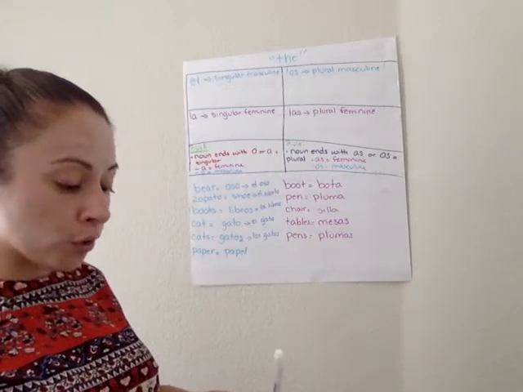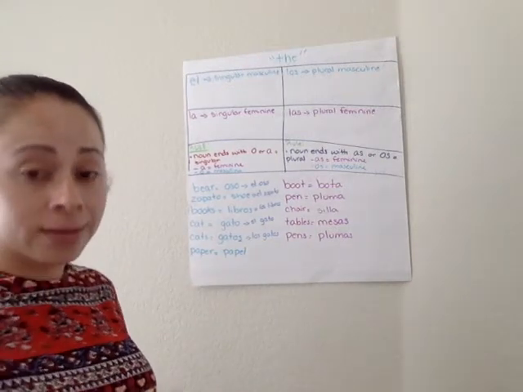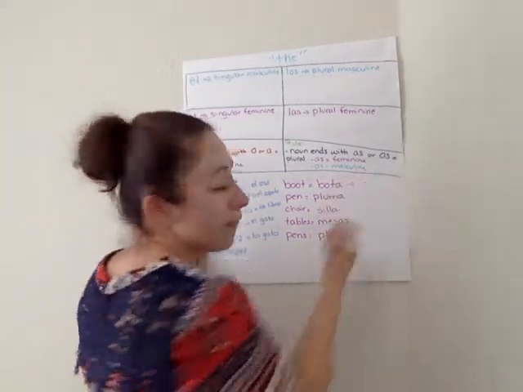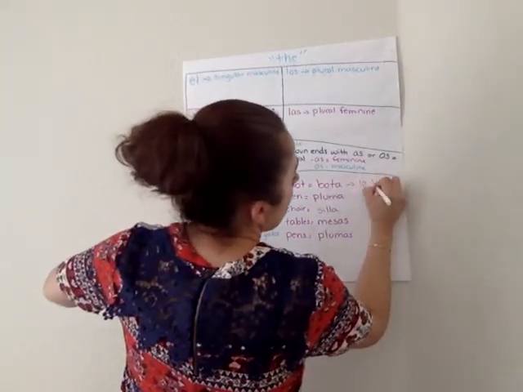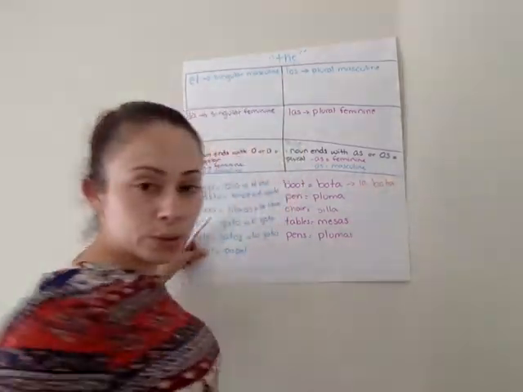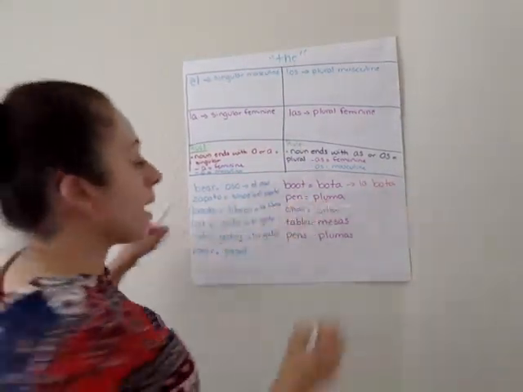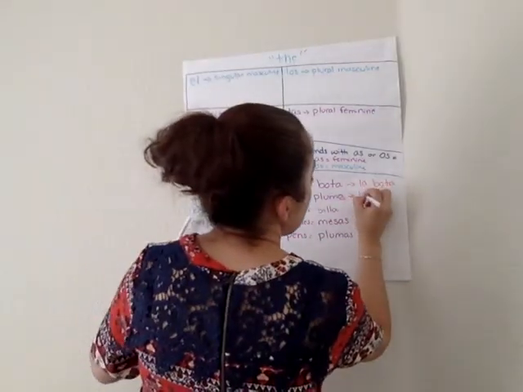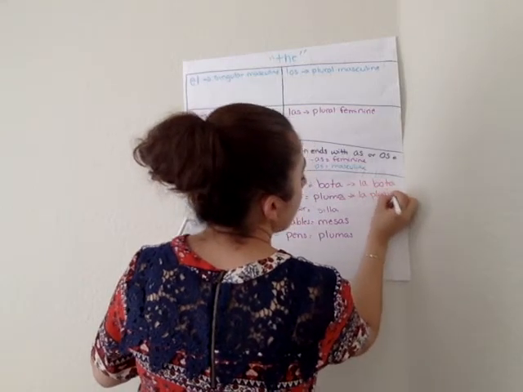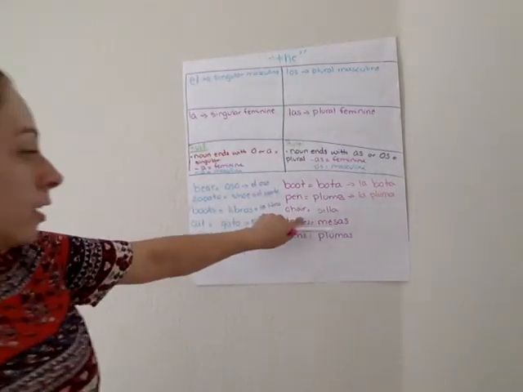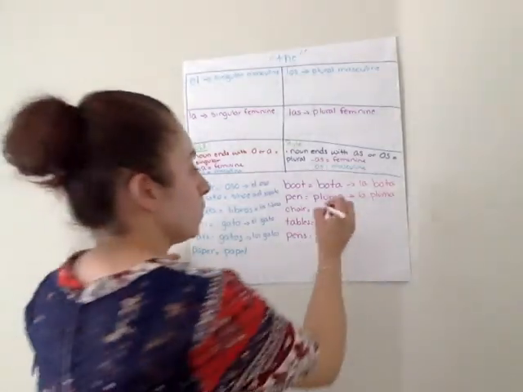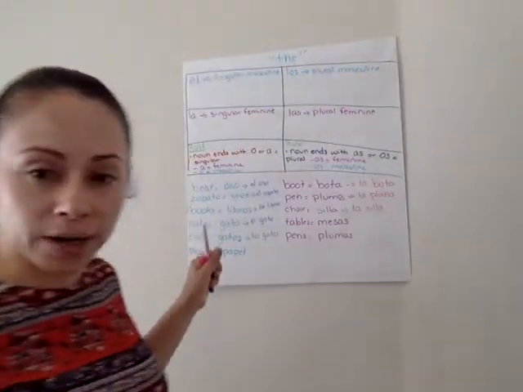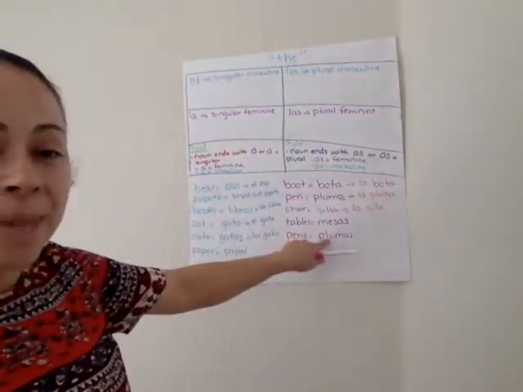Boot, bota. It ends with an A, so I know it's feminine. So it must be singular feminine, so it's la bota, the boot. Pen, pluma. Pluma ends with an A, so it's singular feminine. La pluma, the pen. Chair, silla, ends with an A, so it's singular feminine. La silla, the chair.